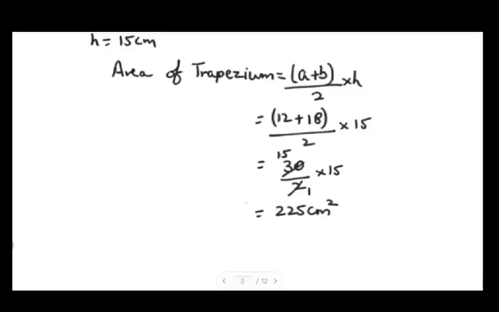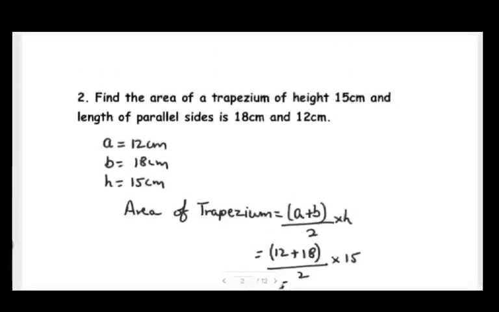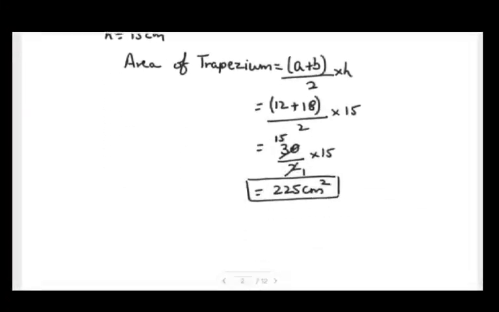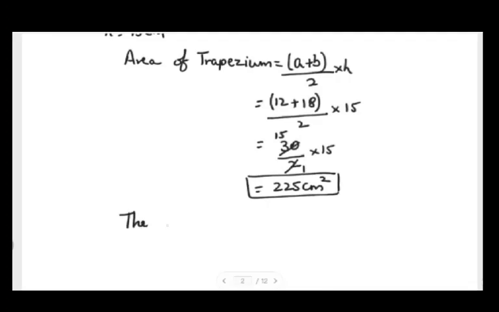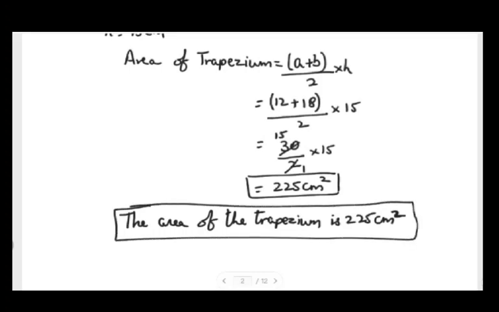So since it is a word problem, I will write down the statement. Find the area of a trapezium. The area of the trapezium is 225 centimeters square. Why centimeters square, children? Because we are finding the area, and area will always have a square on top. That's my answer statement.